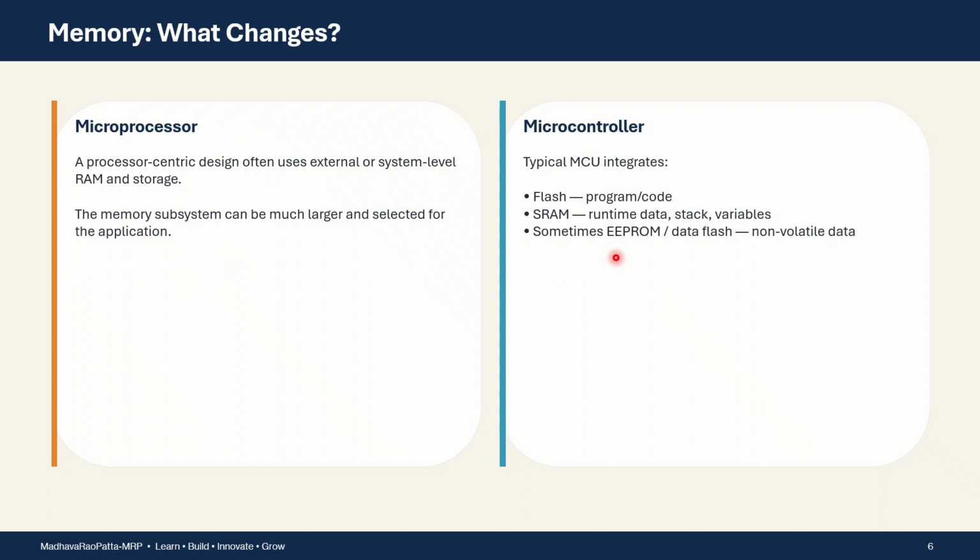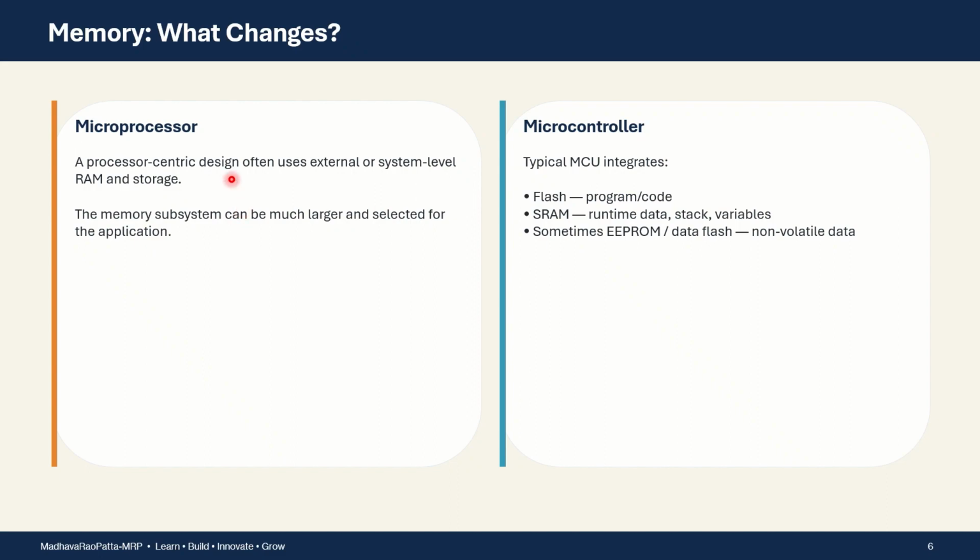Then, coming to memory, what are the changes? Memory is another important difference. A microcontroller commonly includes flash memory for storing the program and SRAM for runtime data. Sometimes it also has EEPROM, electrically erasable programmable read-only memory, as data flash. This is non-volatile data storage: if you power off, the data will still exist. For example, your embedded C program can be stored in flash memory, while variables, stack, and runtime data are typically handled using RAM.